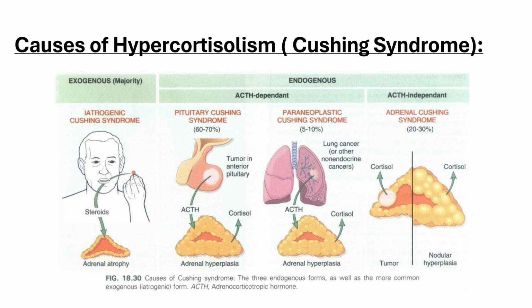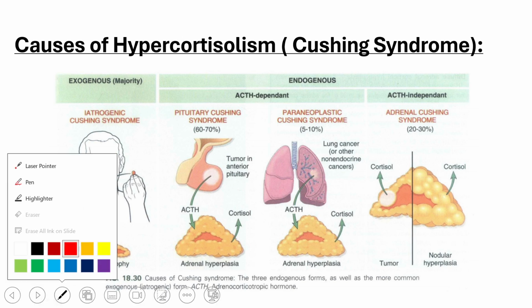Here from the figure you can appreciate the causes of hypercortisolism. First, they have been classified as exogenous cause and endogenous cause. These exogenous causes are the reason for most cases of this Cushing syndrome or hypercortisolism, while endogenous causes account for very few cases.